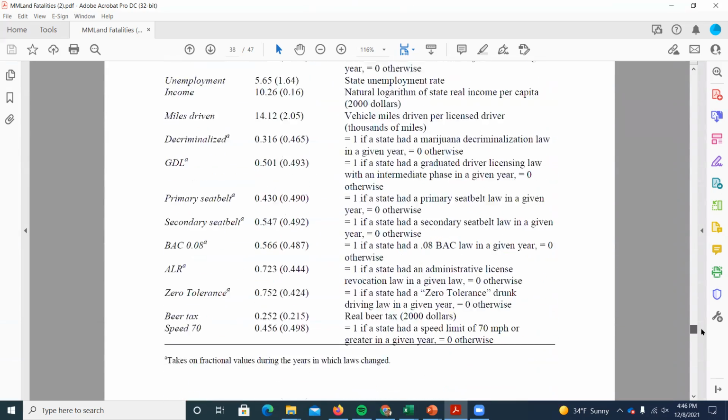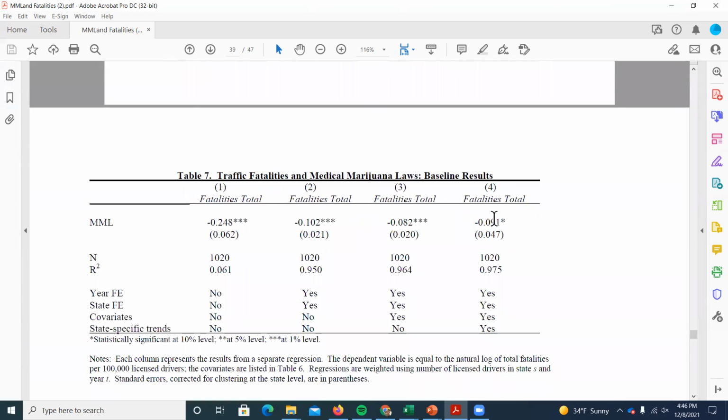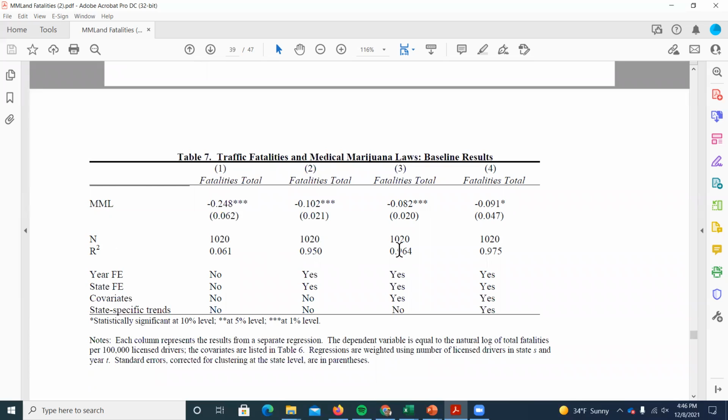where was it? There we are. We could say with 90% confidence that medical marijuana being legalized decreases traffic fatalities here. And the amount would be 0.09 per 100,000 drivers. Okay. So it's fairly interesting. Also, R squared, we're explaining 97% of the variation. So we're not going to be near as concerned about an omitted variable here. There's very little that we haven't explained using all of these controls. Okay.